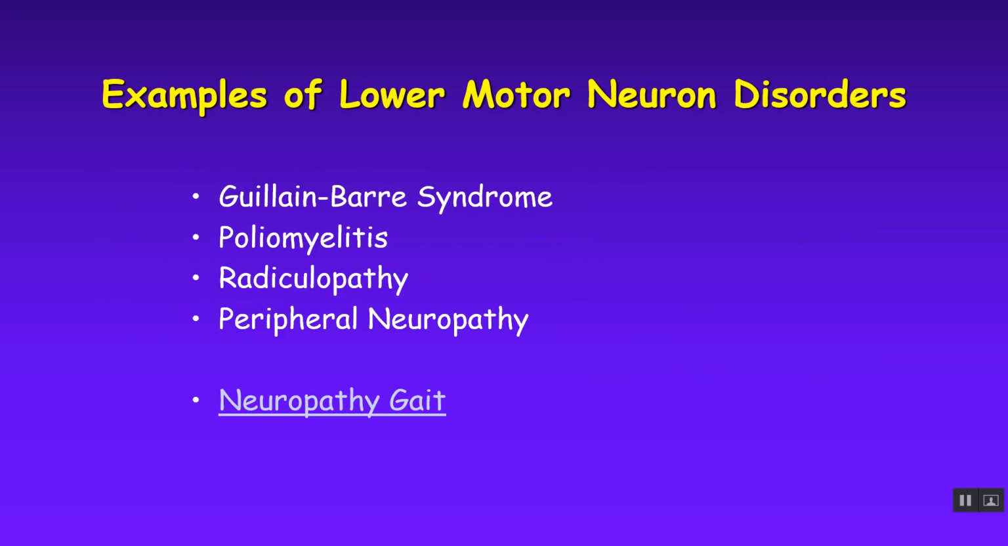Examples of lower motor neuron disorders. These are some of the common ones. Guillain-Barré syndrome is an autoimmune response where your own body damages the ventral roots of your spinal cord, which are where the motor nerves come out. So Guillain-Barré causes lower motor neuron deficits because it's actually damaging the ventral roots.